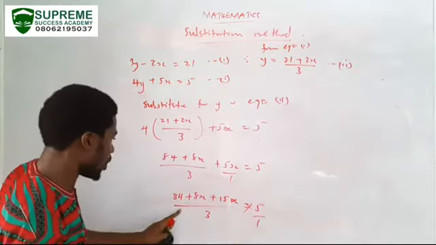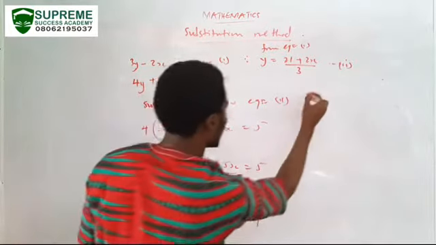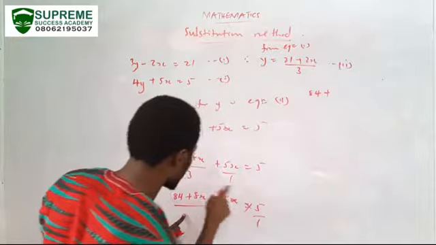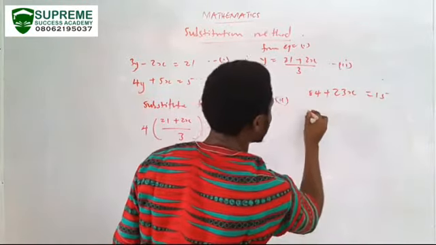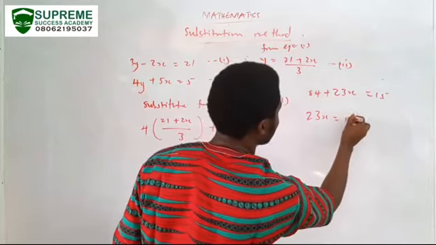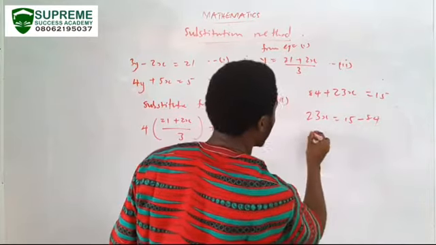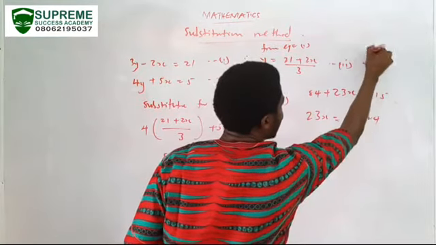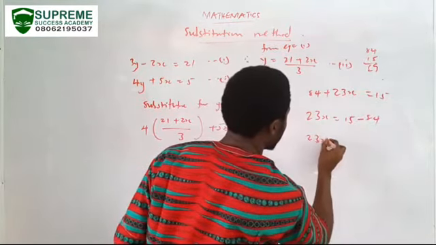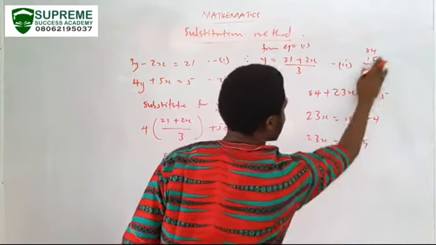Cross multiply. What do you have? You have 84 plus, this plus this gives us 23x equals 15. Are you following? So you have 23x equals 15 minus 84. What do you have? 84, 15, right? 9, 7, 6, 69. So you have 23x equals minus 69.